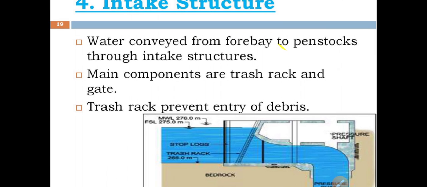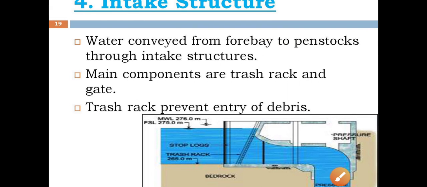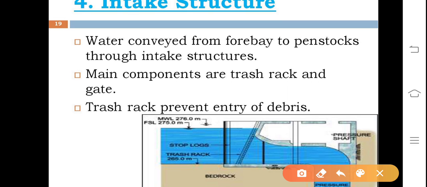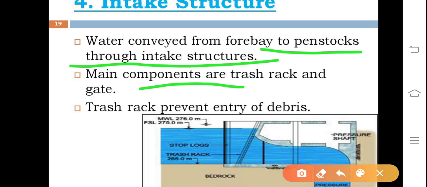Intake structure. As I have already told, intake structure is more useful. Water is conveyed from the forebay to the penstocks through intake structures. The main component is the trash rack. The trash rack is just like a mesh, so that debris can be stopped from entering the penstock. The trash rack prevents the entry of debris.